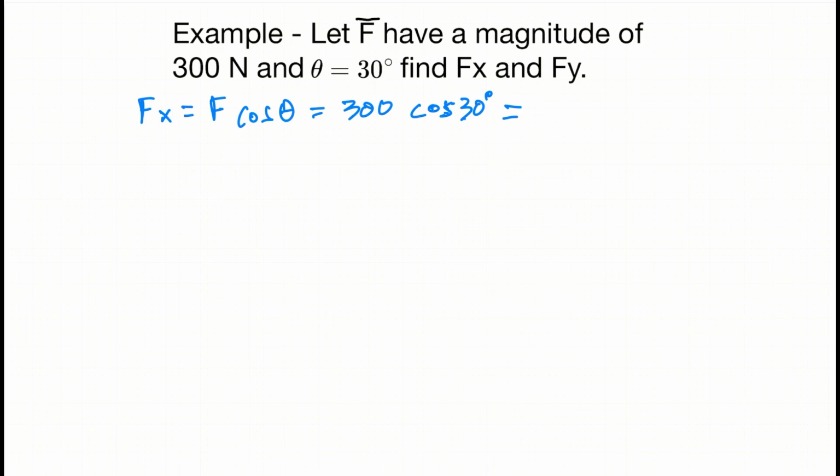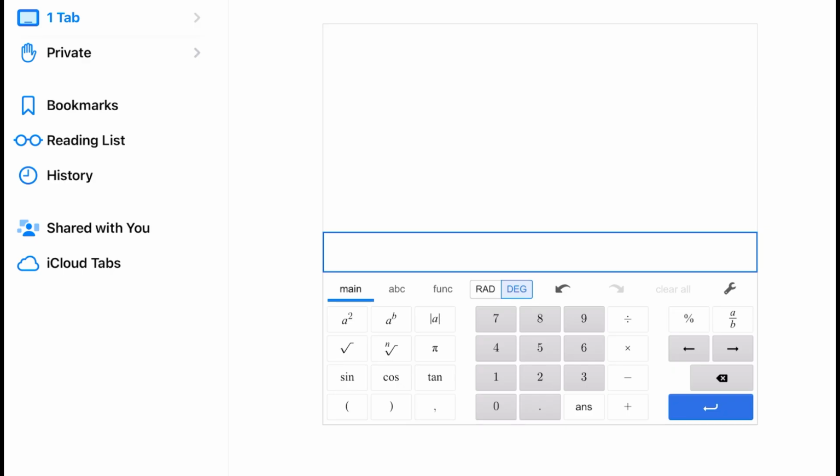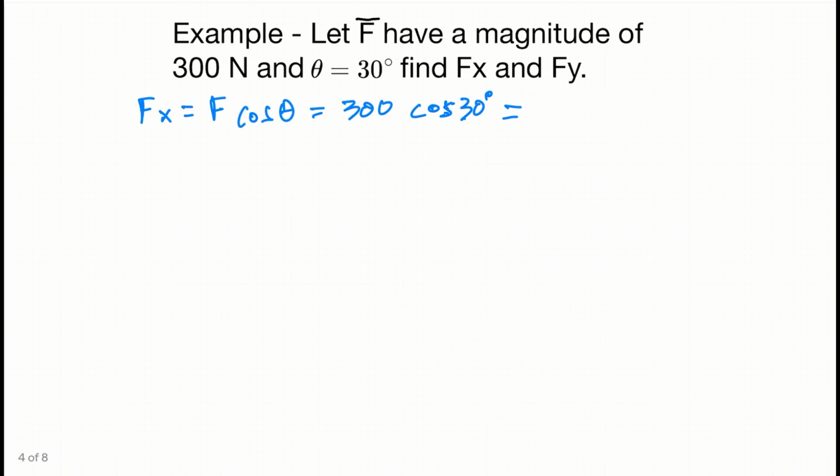Now what does that equal? We're going to solve that equation using our scientific Desmos calculator. So we got 300 times the cosine of 30. It's in degree format. That's going to give us 259.8. So the x component is 259.8, and that's in units of newtons.